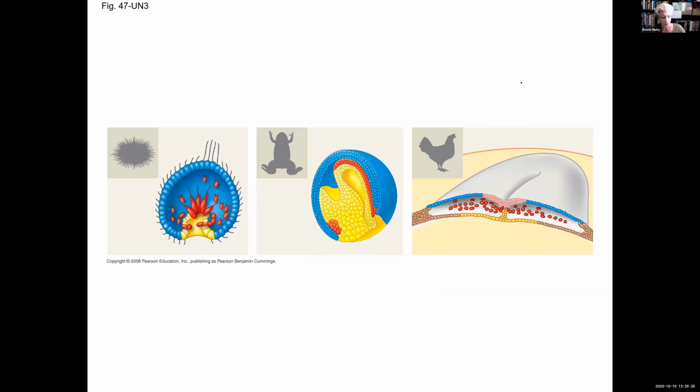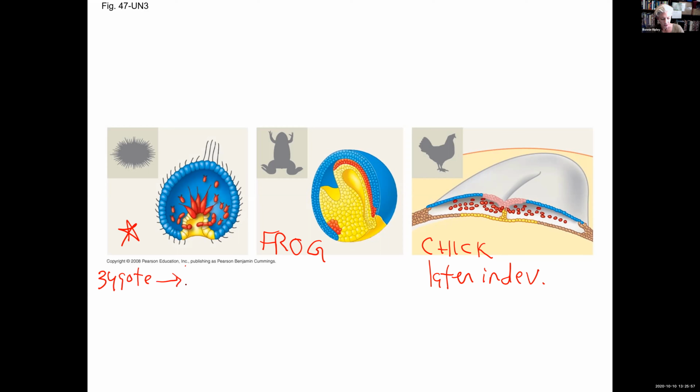All right, so we have some slides to look at today of the development of sand dollar or sea urchin. We also have a couple slides to look at of frog, and we have some pictures to look at for chick. Right, we're going to look at chick later in development. With sea urchin or sand dollar, we're going to go from zygote to larva. Frog, we're going to look at sort of the middle of this process.